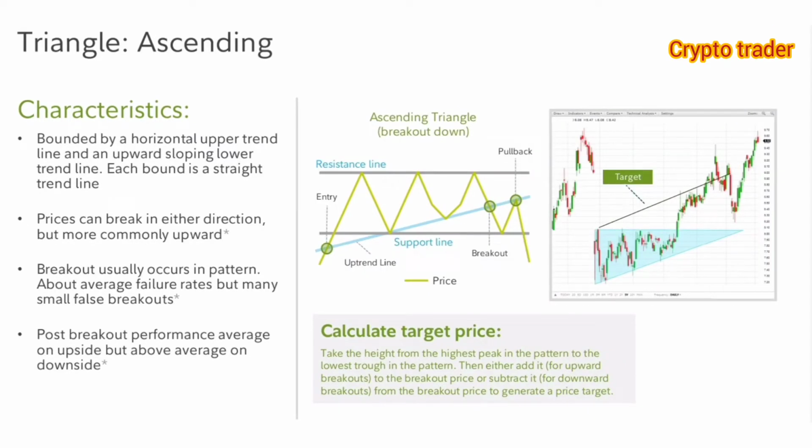Triangles. Ascending. Its characteristics: bounded by a horizontal upper trend line and an upward sloping lower trend line. Each bound is a straight trend line. Prices can break in either direction, but more commonly upward. Breakout usually occurs in the pattern. About average failure rates but many small false breakouts. Post-breakout performance is average on the upside but above average on the downside.